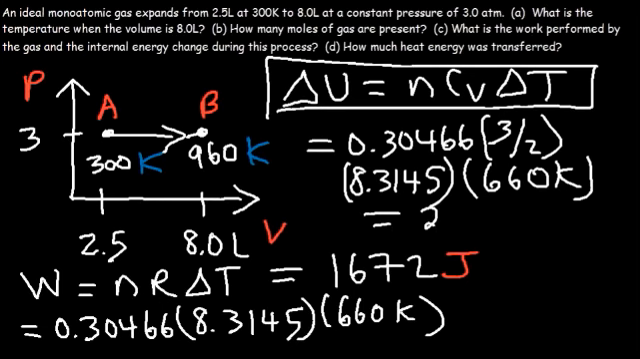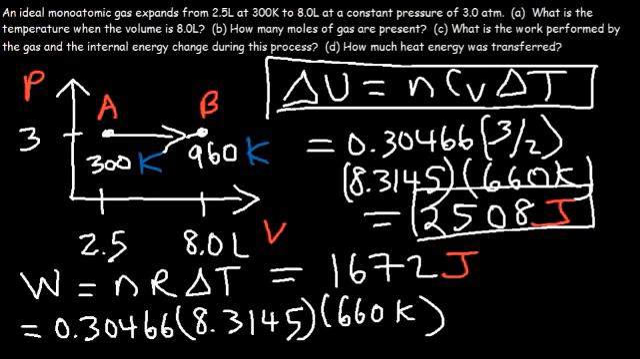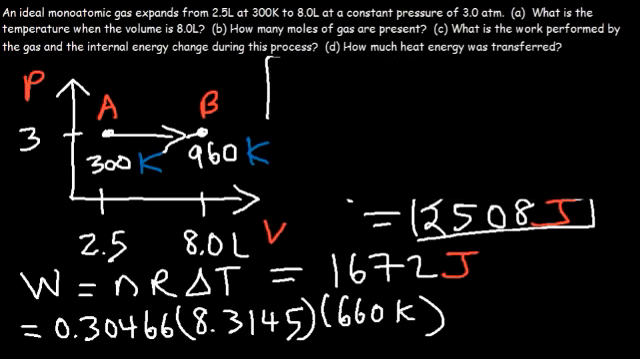So this gives us a value of 2,508 joules. So that's the change in the internal energy of the system. So now how can we answer part D? How much heat energy was transferred? Well, there are different ways in which we can do that. So first, let's make some space.